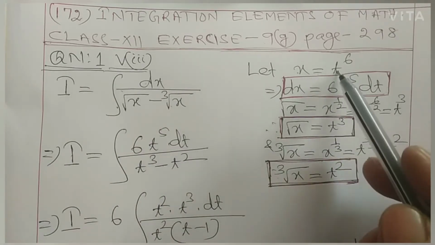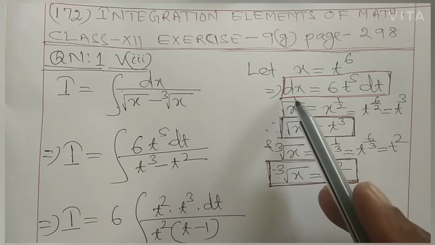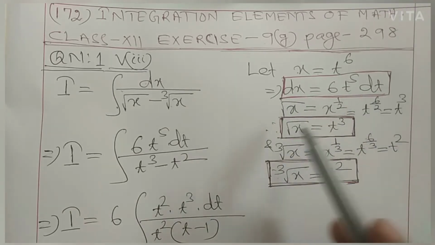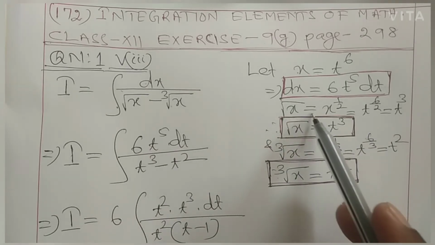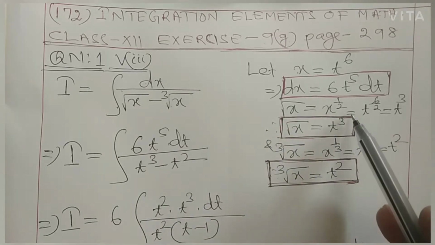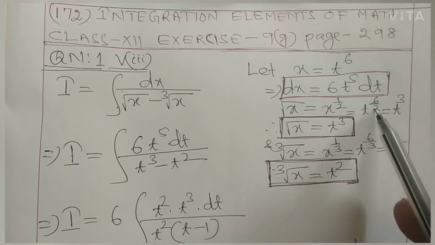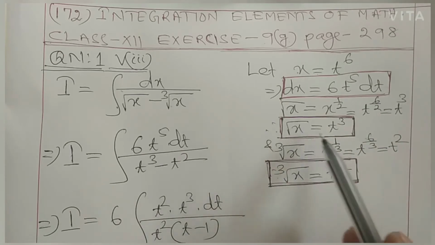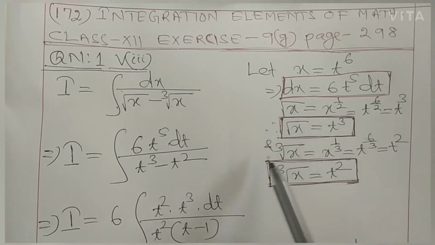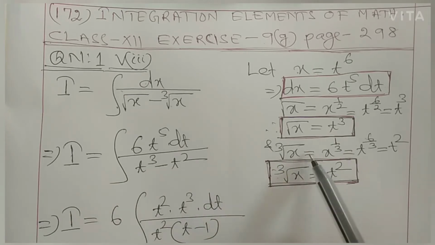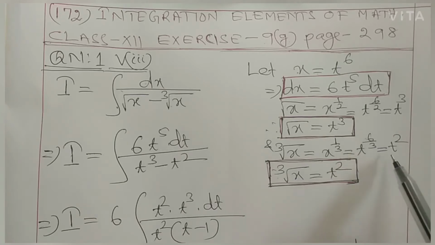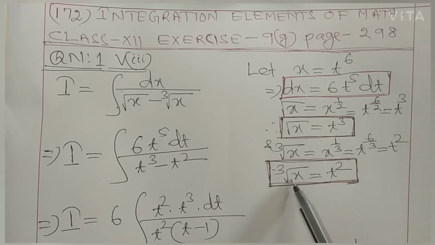Let x be equal to t to the power 6. This implies dx is equal to 6 into t to the power 5 into dt. Now x to the power 1 by 2 is equal to t to the power 6 by 2, which is t to the power 3. And x to the power 1 by 3 is equal to t to the power 6 by 3, which is t square. So x to the power 1 by 3 is equal to t square.